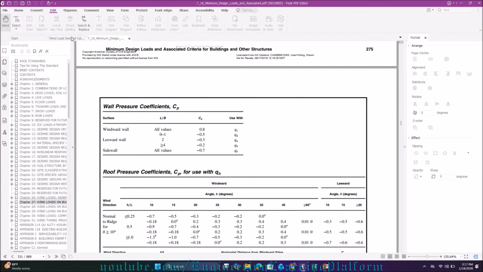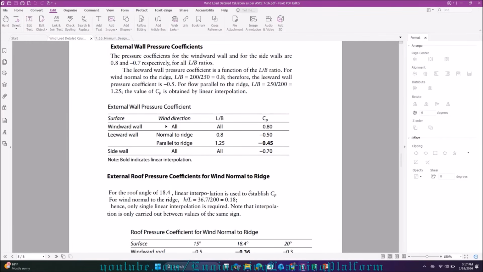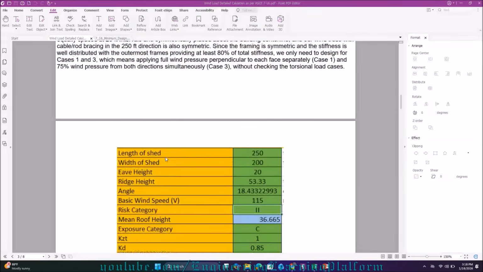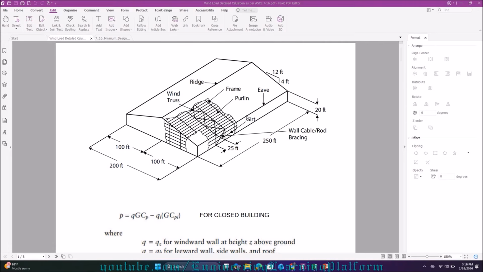So let's go back to our example. Here you can see the pressure coefficient for the windward wall and for the side walls are 0.8 and minus 0.7 respectively for all L over B ratio. But the leeward wall pressure coefficient is a function of L over B ratio. For wind normal to ridge, the wind that is coming normal to ridge means, this is your ridge, wind that is coming from this side, from left or right.